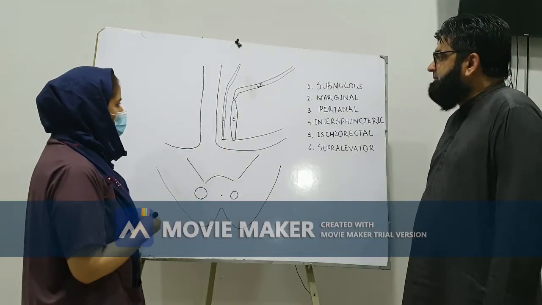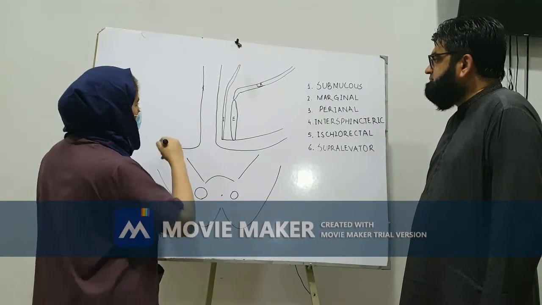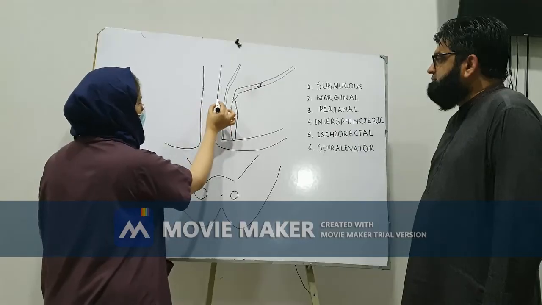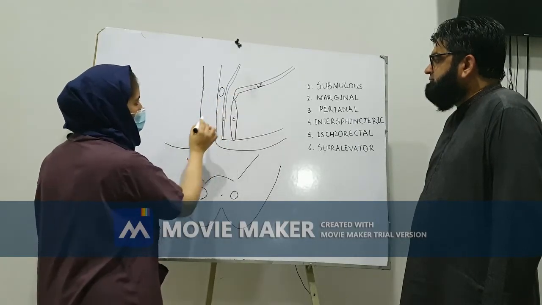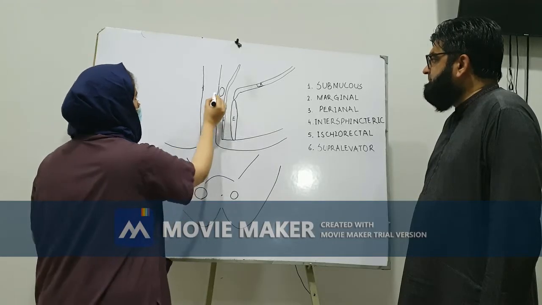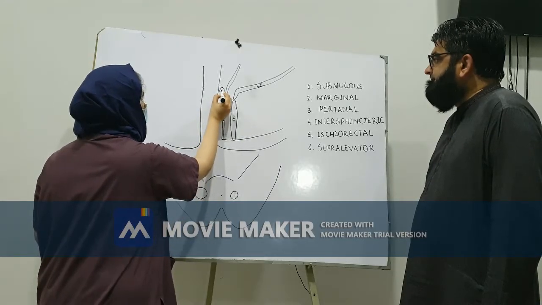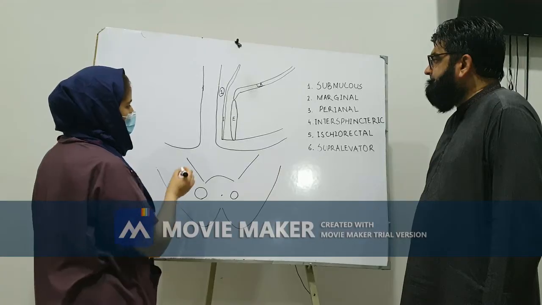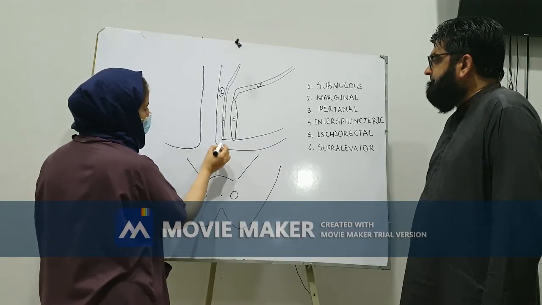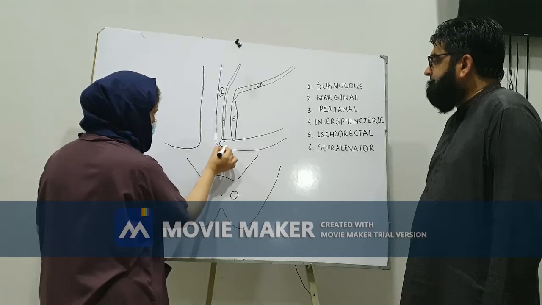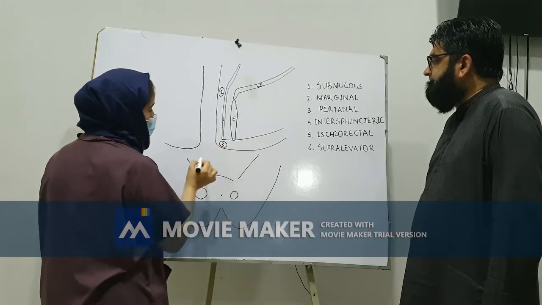So we have 6 types of abscess as mentioned here. Number 1 is submucous abscess. It lies just beneath the mucosa of the anal canal. So it is here. This is submucous abscess. Then the second type is marginal abscess. It is present in the perineal space just at the anal verge. So this is our second type of abscess.